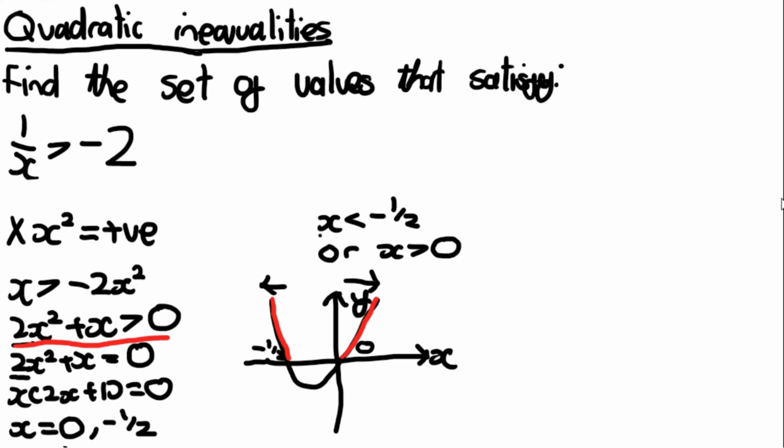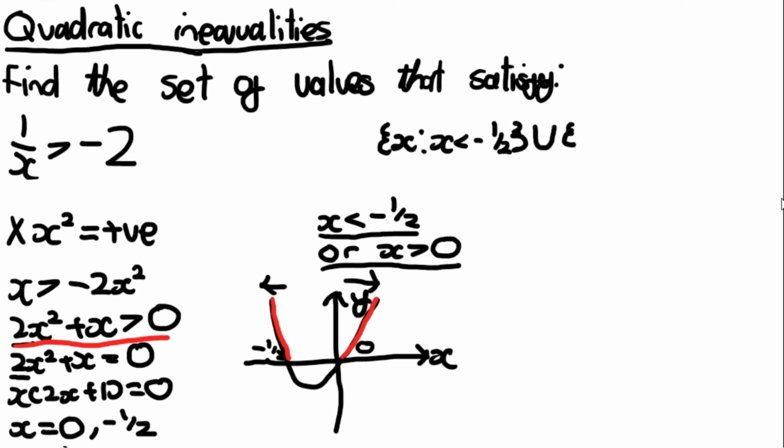X is less than minus a half, or x is greater than a half. If it asks you to write this in set notation as well, you would do that by doing open bracket, x is a solution when x is less than minus a half, close bracket, or with the U sign, open bracket, x is a solution when x is greater than 0, close bracket.